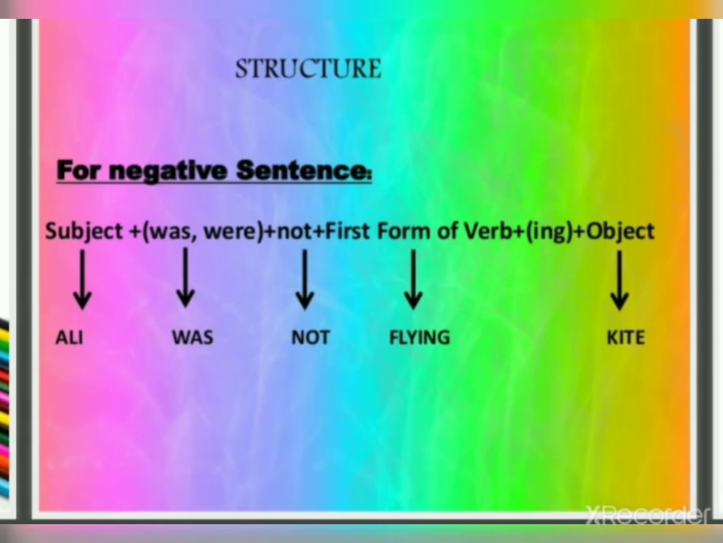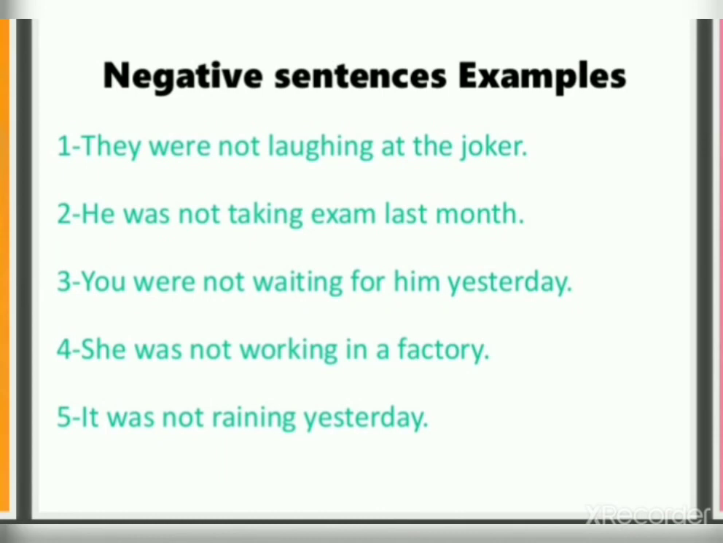Then for negative sentences, we need to add a negative marker after the helping verb. There is a specific structure: subject plus helping verb plus not plus V1 plus ing plus object. You can see the examples of negative sentences. Read these examples very carefully and note down at least 10 more examples.